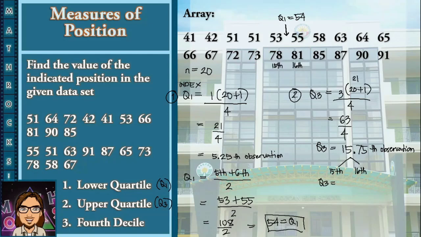So anyway, let us check. 17, 18, 19, 20. Okay. So your Q3 is located somewhere between these two observations. And with that, let us look for the average. The numbers are 78 and 81. So 78 plus 81 over 2. It gives us 159. Divided by 2, then this will give us 79.5.